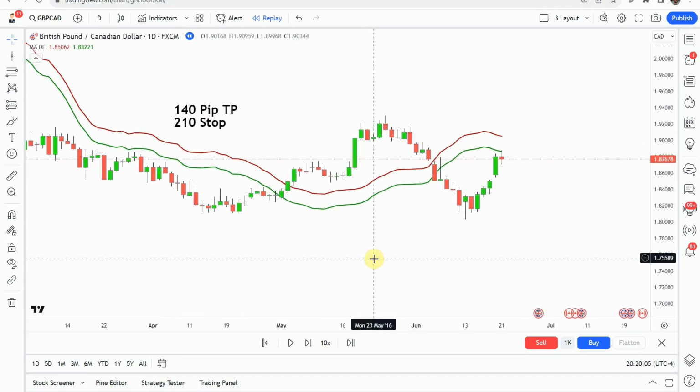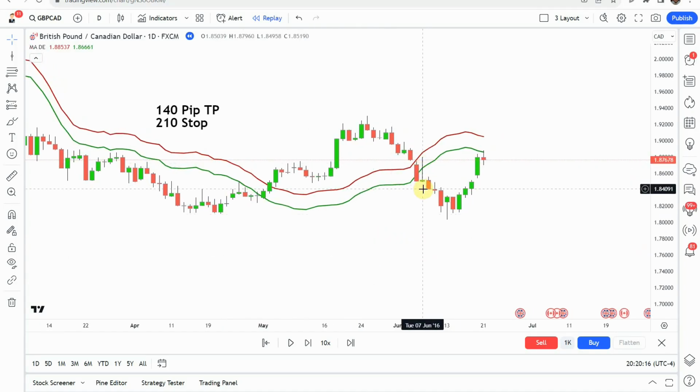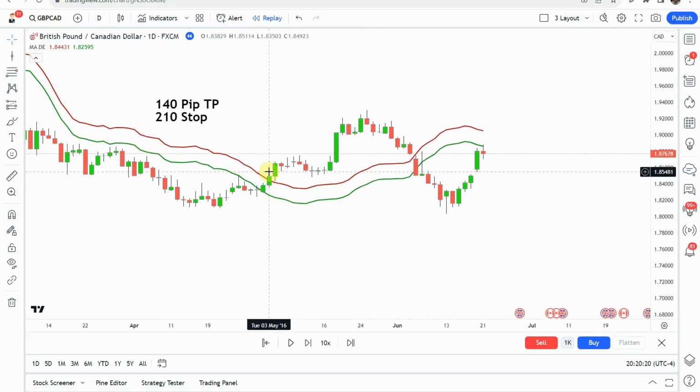And so what we were looking for in the original video was a price action break to the upside of the channel, or a price action break to the downside of the channel. Once we get price action that breaks above the channel and closes above the channel, that was a signal to go long.